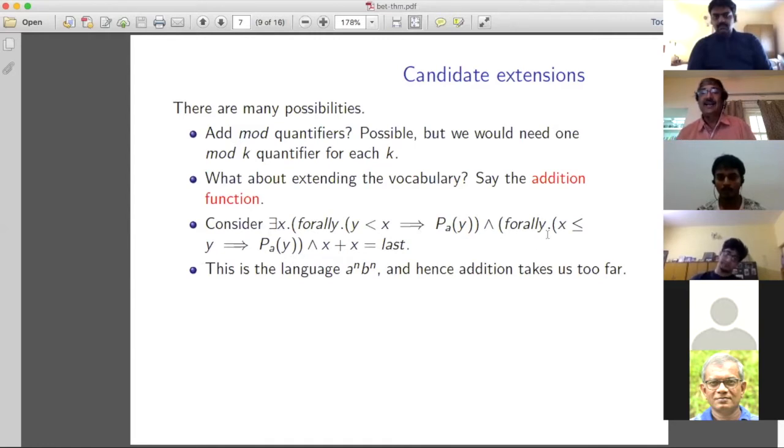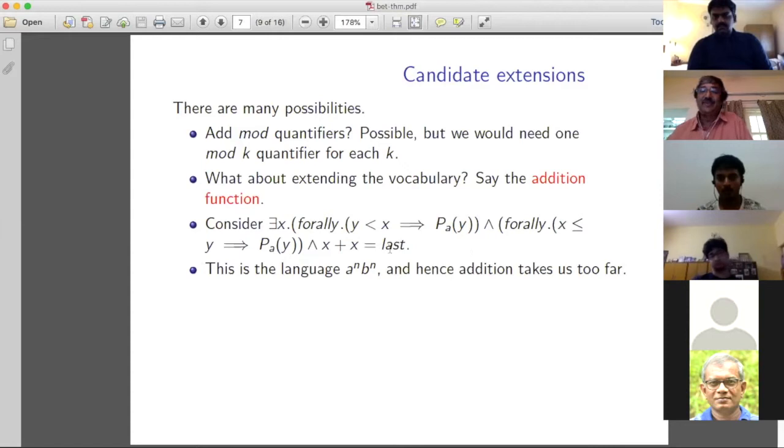And then for all y, x is less than or equal to y. That means all positions to the right of x should be b's. And then x plus x equals last. Now this is just an abbreviation. How do I write x plus x equals last?